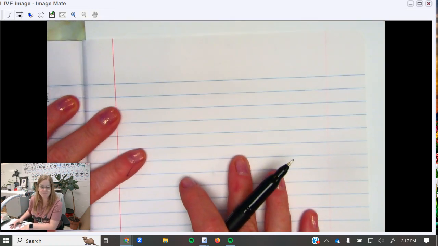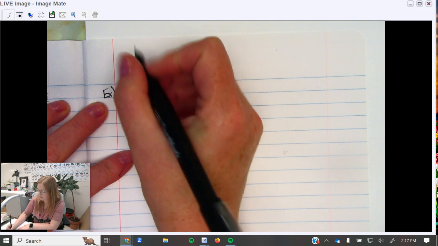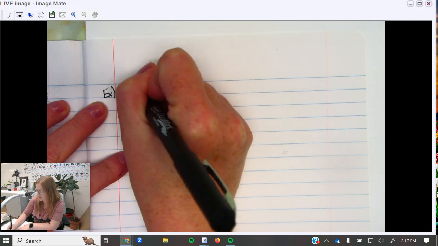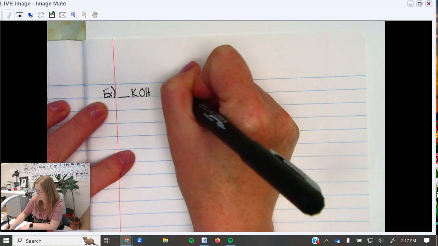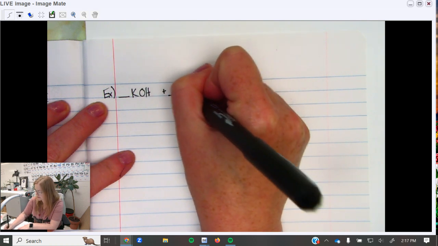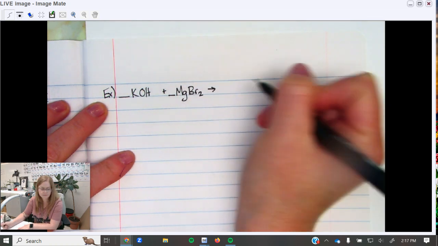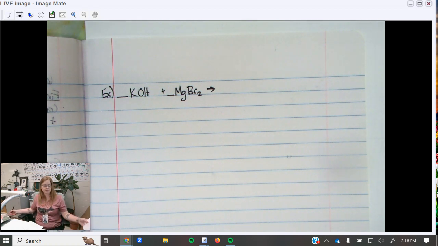All right, so my very first example is KOH plus MgBr2. That's all I'm given, and my problem would be something like predict the products and balance the reaction.